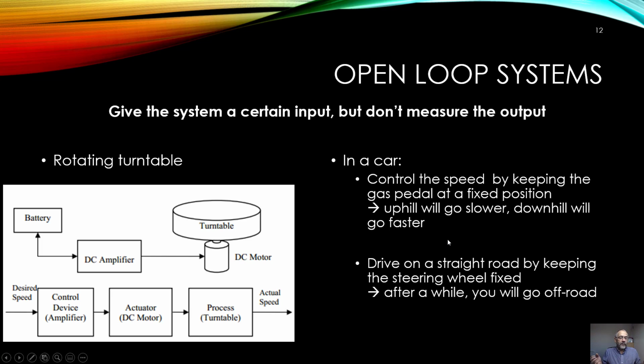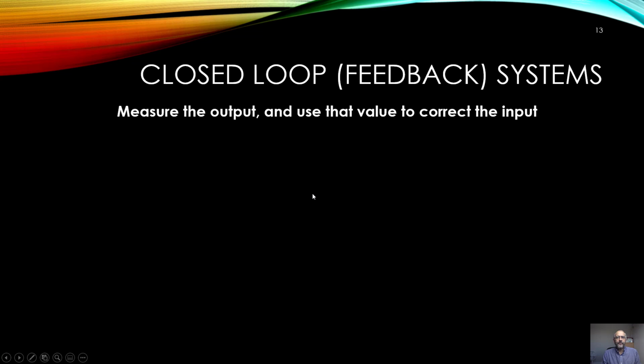Similar with the steering wheel. If you put your steering wheel exactly in the middle, in the center position, you hope that your car will go straight. So if you are on a straight road, you will stay on the road. But as we all know, that is never the case. You always have to correct a little bit. So an open loop system, where you give it a certain input and then hope and assume that it will have a certain output, is only accurate in very special and restricted cases.